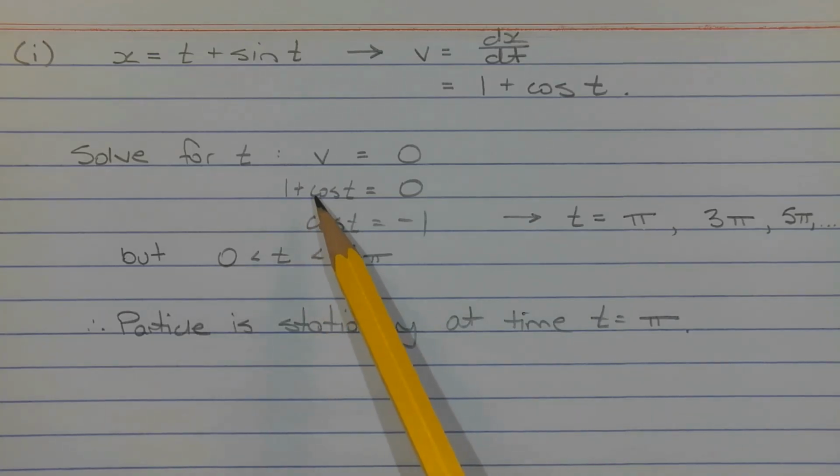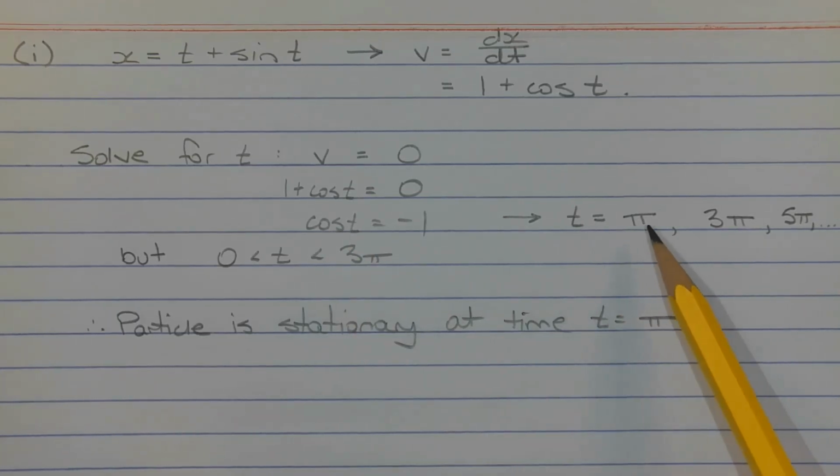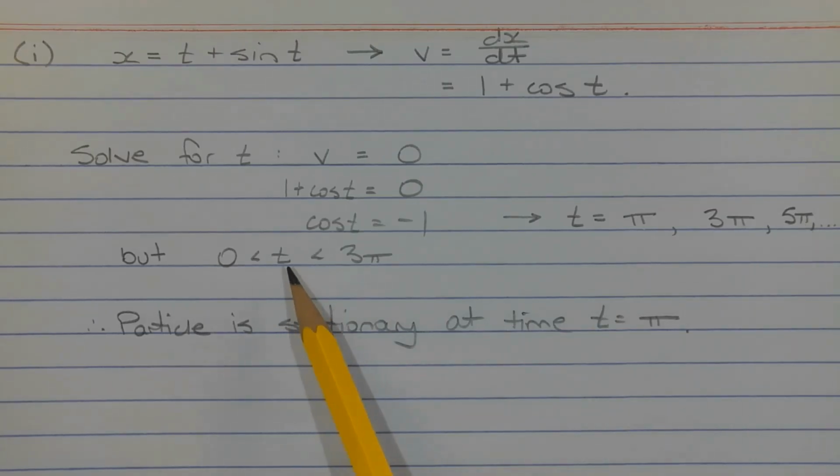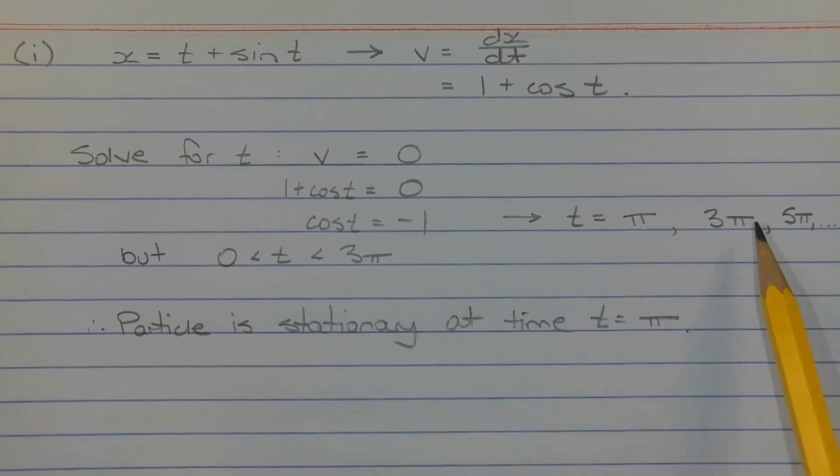So 1 plus cos t is equal to 0. Rearranging the equation to isolate cos t, we get cos t is equal to negative 1. And solving this equation with respect to t using inverse cos of negative 1, we get t is equal to pi, 3 pi, 5 pi, and so on. But t has to be a value greater than 0 and less than 3 pi. So t equals 3 pi is not a valid solution. Therefore, the only valid solution is the particle is stationary at time t equals pi.